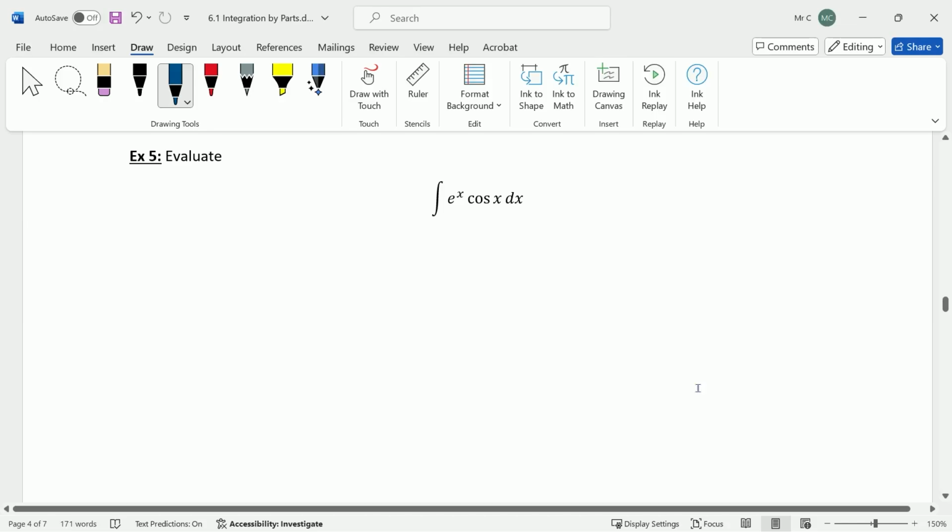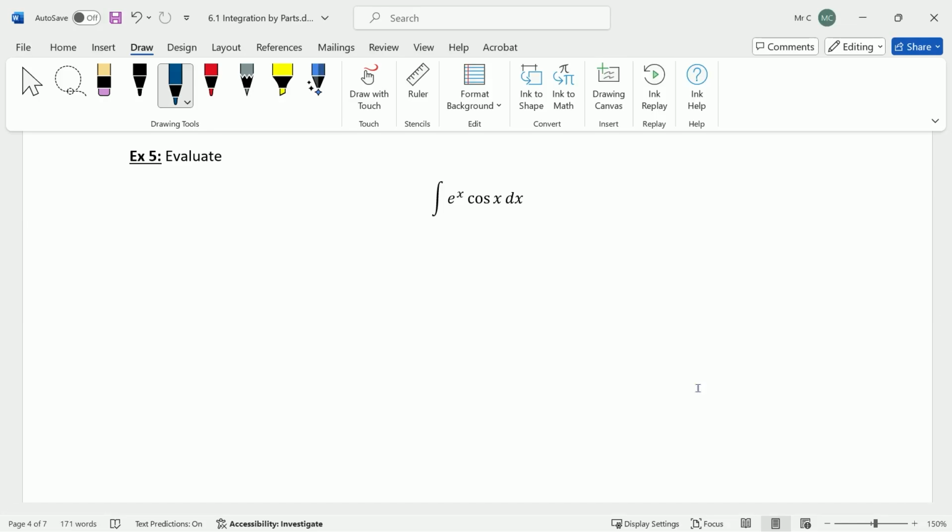Okay, so now we get to a problem that is quite a bit trickier. And that's the integral of e to the x cosine of x dx. It's a little bit trickier because the thought process we've been using so far kind of falls apart. In the previous problems, we kept saying, okay, what do I pick for u? I pick the thing that when I take that derivative, it becomes easier.